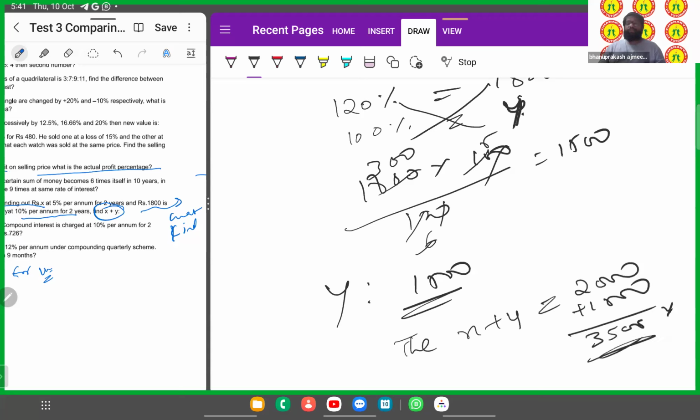How many of you agree with this solution? Pranav, what's your doubt? Sorry?